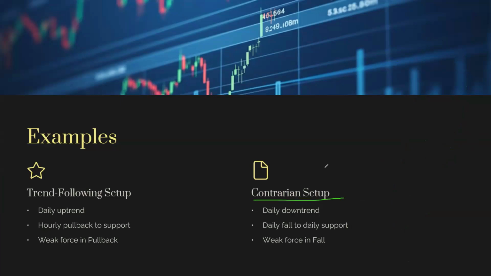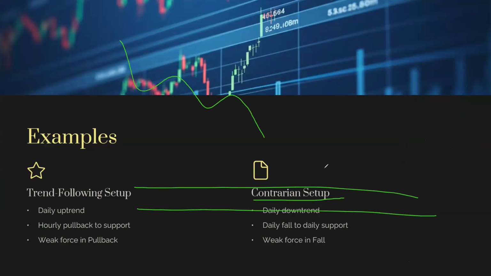Suppose daily trend is down and prices fall to daily support area. So this is a daily support area. Prices are falling in daily trend, downtrend. Normally what happens? Prices will break through this buying area because the trend is down. But sometimes prices come down very slowly and there is no selling force. So how do I see selling force or buying force? At least last two swings.